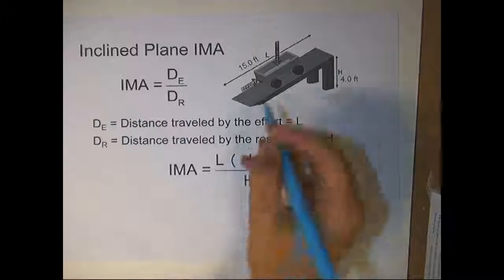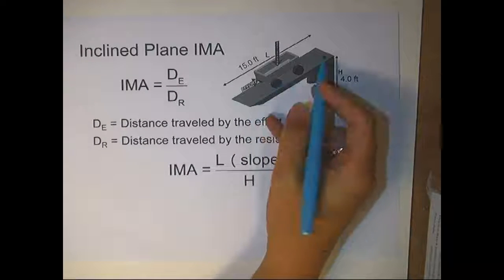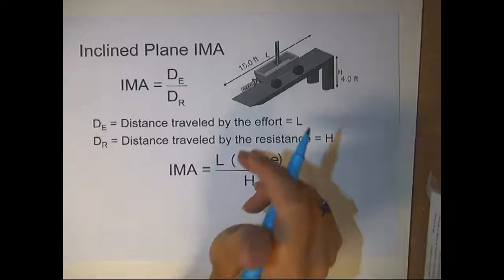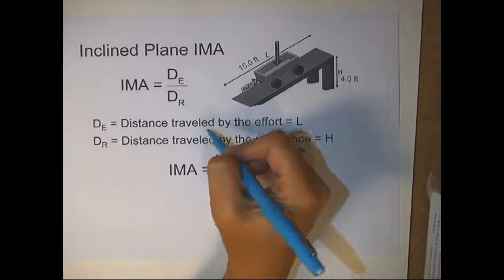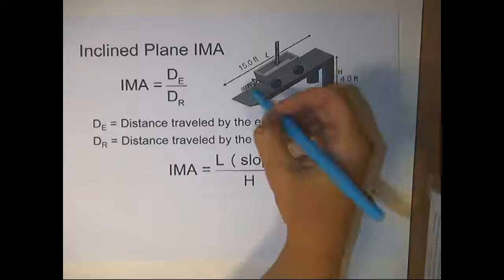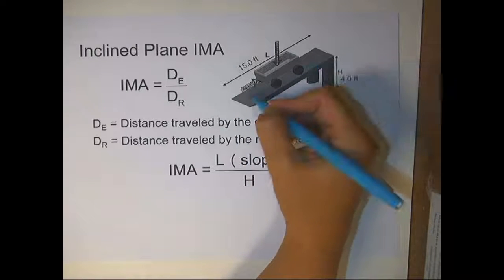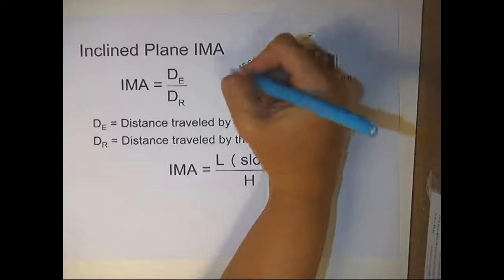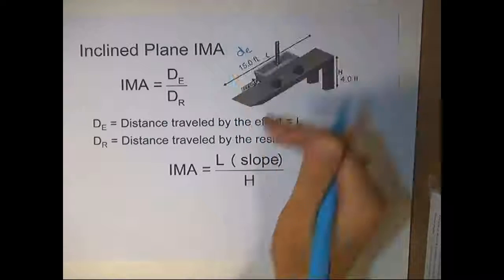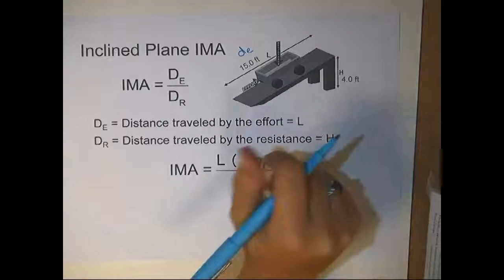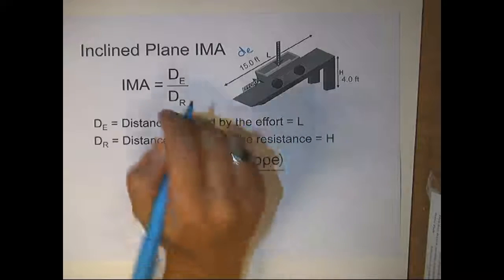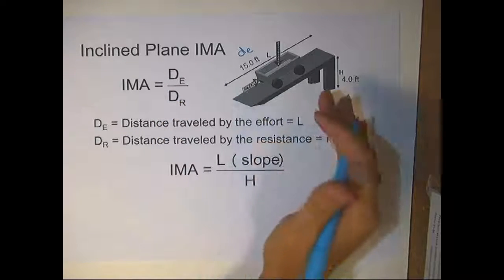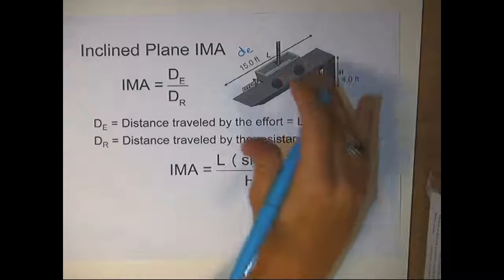So if I've got some kind of cart that I need to push up this incline, what's the distance that I have to put an effort on the cart? Well, the effort is going to be this distance here. This distance here is my distance effort. It's how far I have to push the cart going up. My distance resistance is how I actually have to move it up vertical.